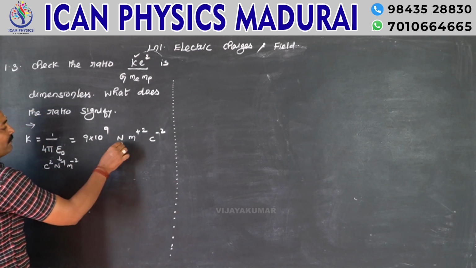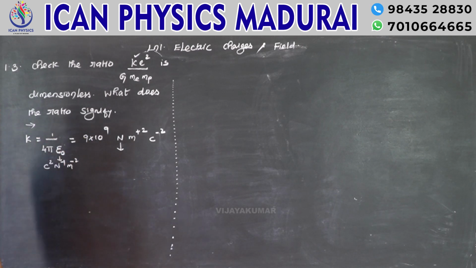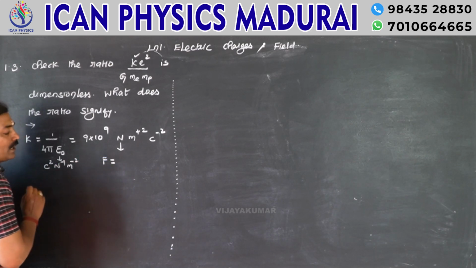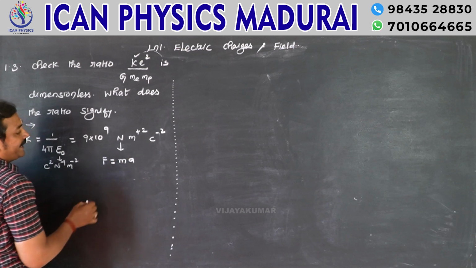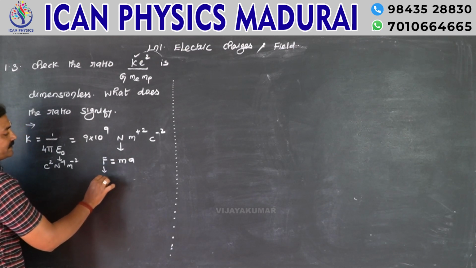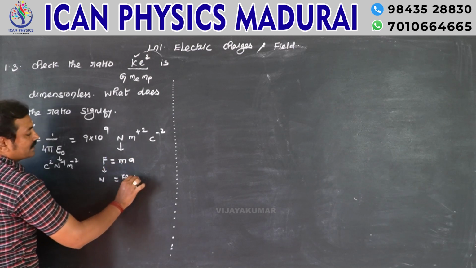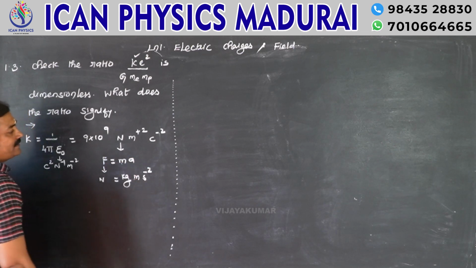Now we have to convert the unit into equivalent SI units. The unit of force is Newton. To calculate force, we can go for F equals MA. So the unit of force is Newton, the unit of mass is kilogram, and the unit of acceleration is meter per second square.